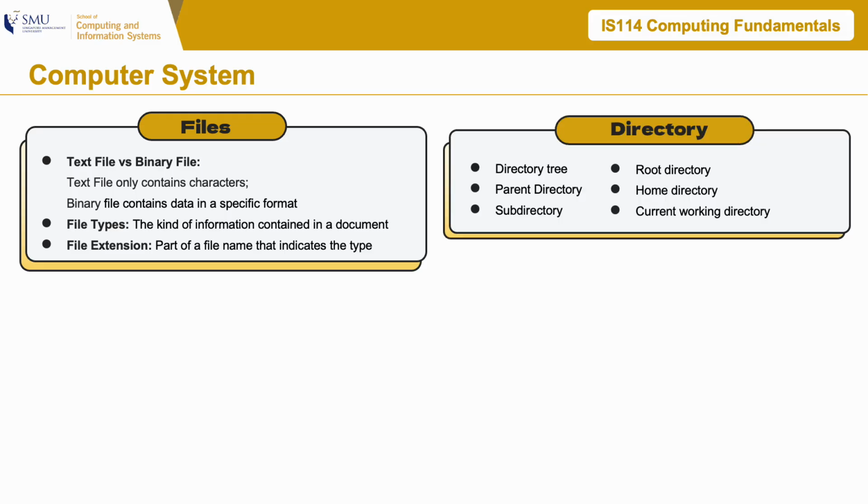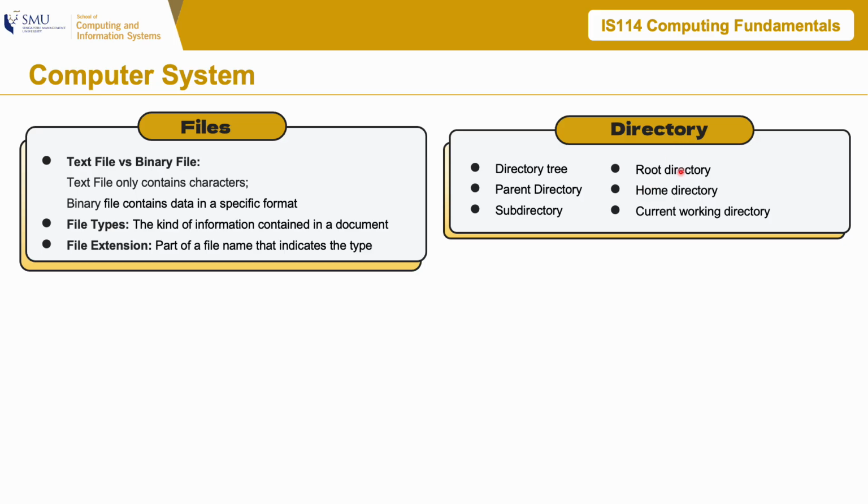Files in the computer system are managed by a file system. In a file system, files are organized into different directories. Directories are also called folders. The entire structure is called the directory tree, organized like a tree that starts from a single node and then gradually expands. We have several key terms here.